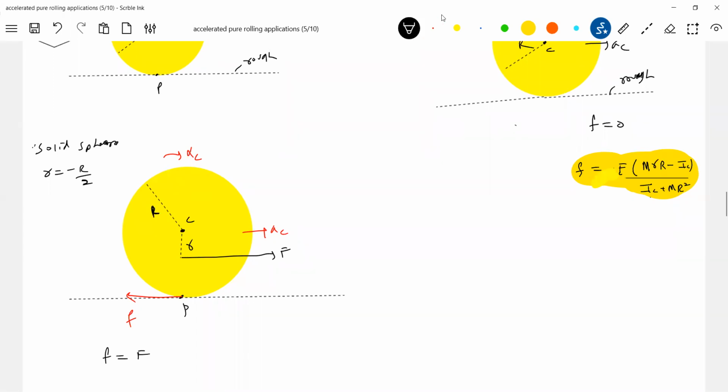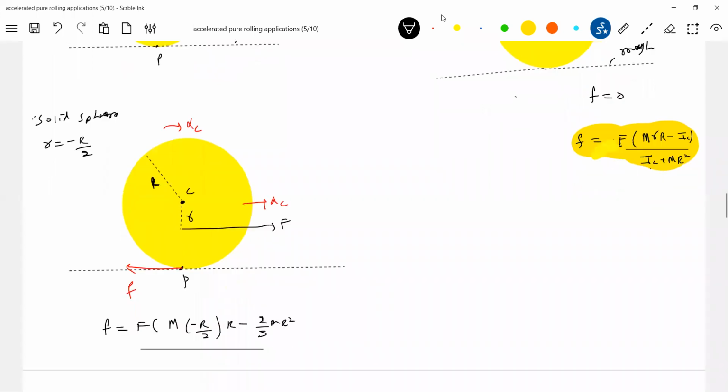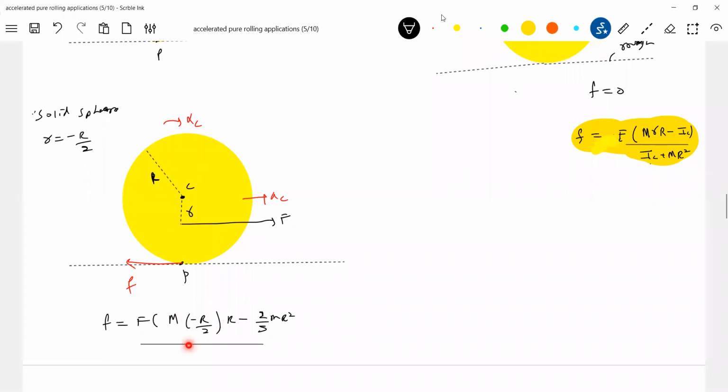F is equal to F into M minus r/2, over 2/5 mr square plus mr square. I think it will be negative. No, you try to see this. It will be negative. So friction will be backward here.